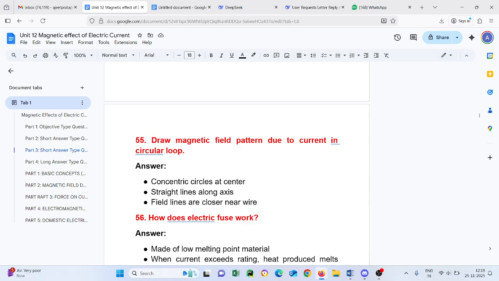Question number 55. Draw the magnetic field pattern due to current in a circular loop. Concentric circles near the wire, straight line along the axis, field lines closer nearby.